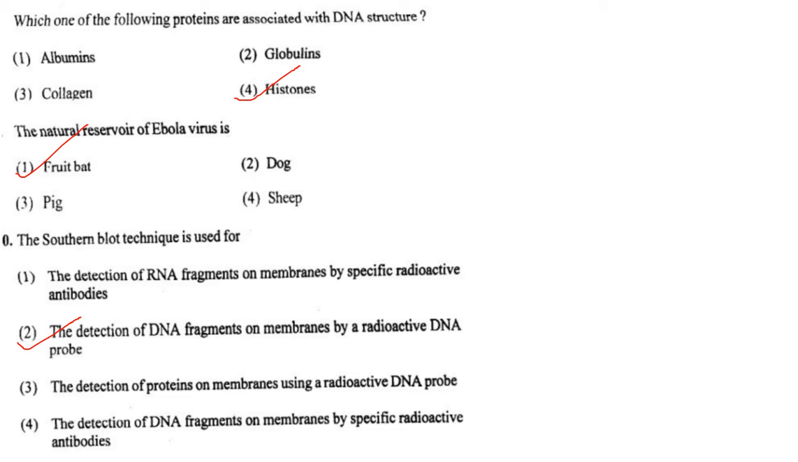The Southern blot technique is used for option 1, the detection of RNA fragments on membranes by specific radioactive antibodies. Next one, the detection of DNA fragments on membranes by radioactive DNA probe. Next one, the detection of proteins on membranes using radioactive DNA probe. Next one, the detection of DNA fragments on membranes by specific radioactive antibodies. Answer is option 2, the detection of DNA fragments on membranes by radioactive DNA probe.